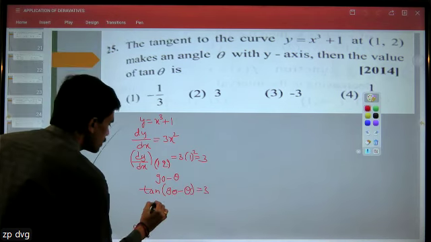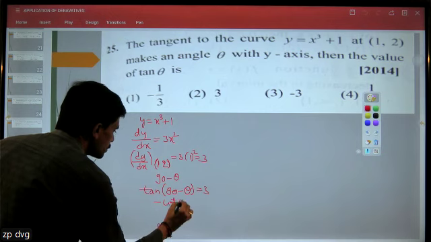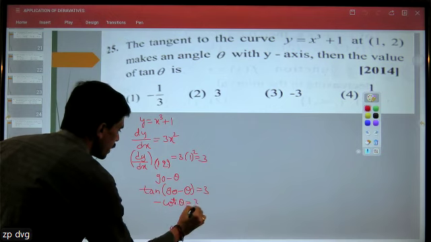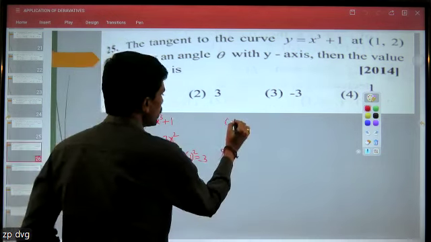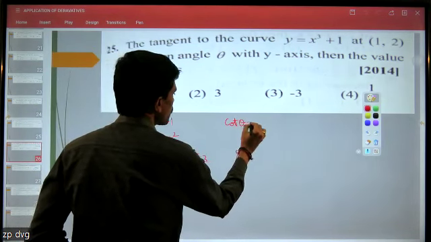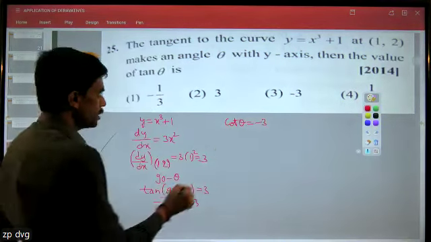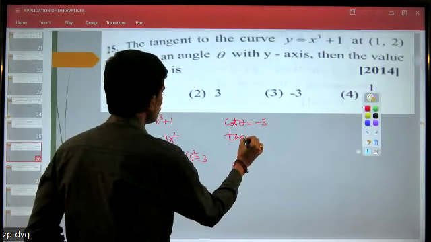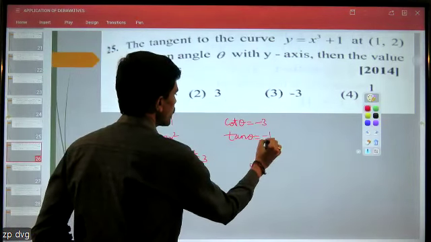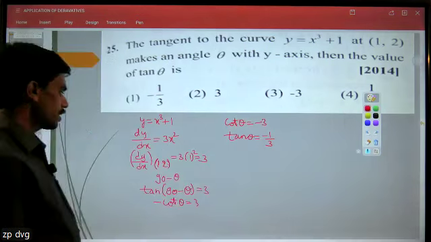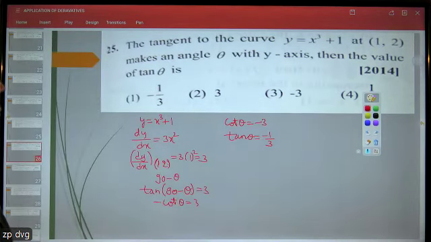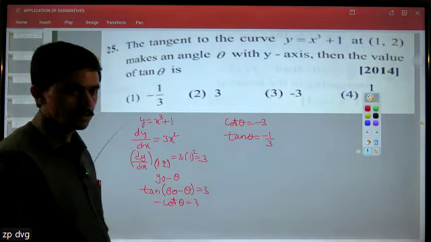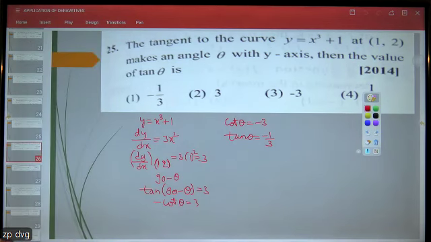So tan of 90 minus theta means cot theta, so minus cot theta is equal to 3 as per the sign convention used, which implies cot theta equal to minus 3. Then tan theta equal to minus 1 by 3 we get. So the answer is the first option. Okay. Next question.